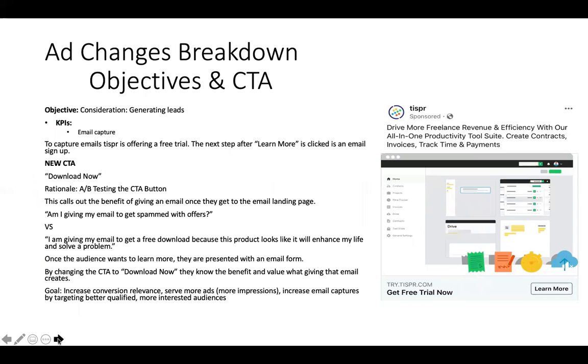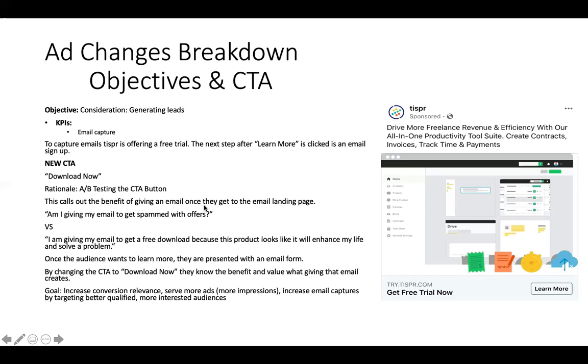So here's what we're thinking. The ad changes broken down. Let's look at our objective and our call to action to start with. If you look at the objective, we're trying to generate leads. So these people are kind of in the middle of the funnel. They already have some interest in knowing more. They've probably already heard that there are similar products out there, or this company is offering something. We're going to measure this by email capture, to capture the emails that's going to result in a free trial. So the next step after learn more, right now, it's an email sign up.